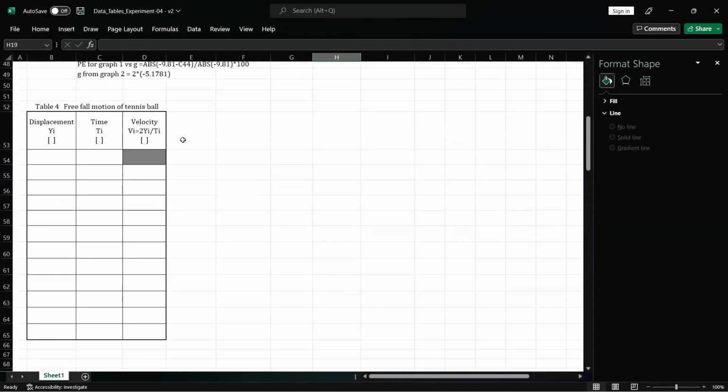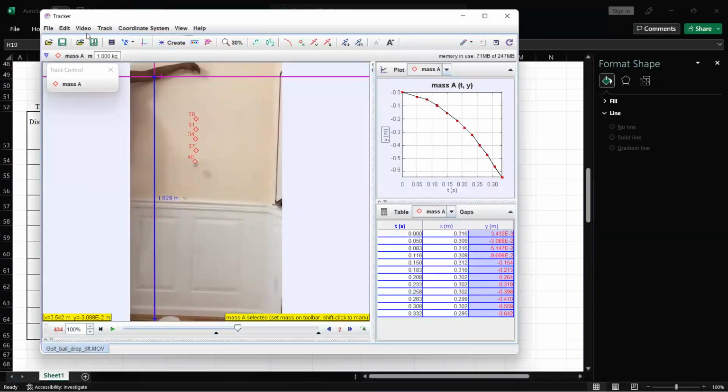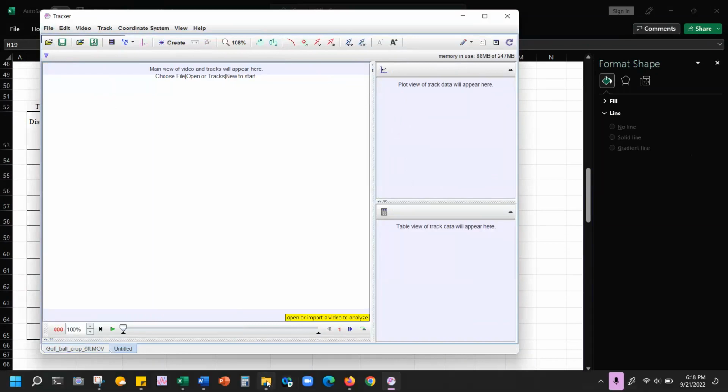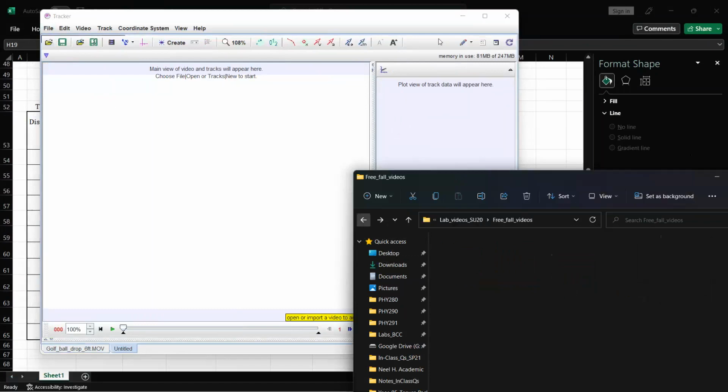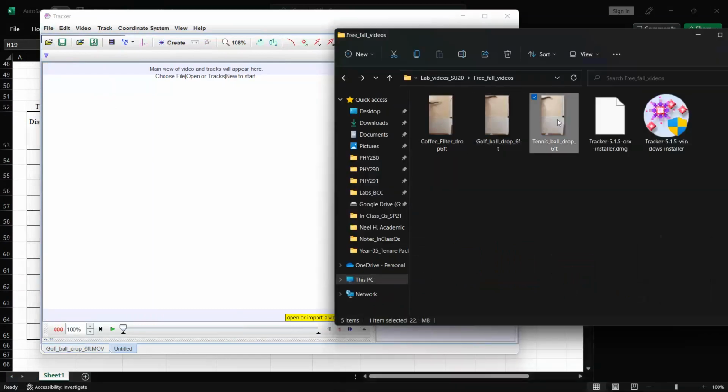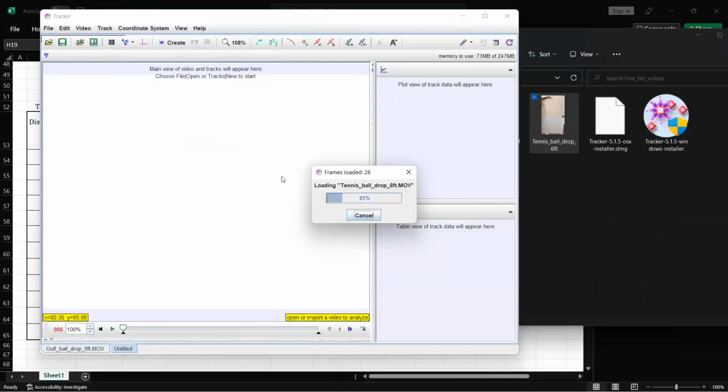Then for case two, we need to use the same video analyzer. I need a new tab. Then I'm going to insert the tennis ball. It's the same exact process. You put the tennis ball in the same way, you do all the other functionalities and then extract the data, and then that data has to go into the tennis ball table. Okay, so that's it. It's that simple. Let me go over that in a bit.